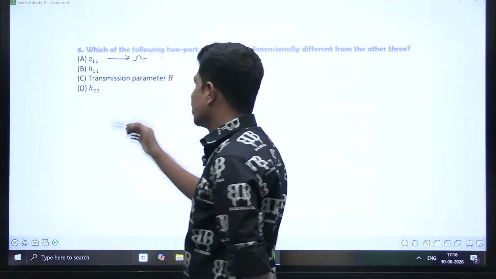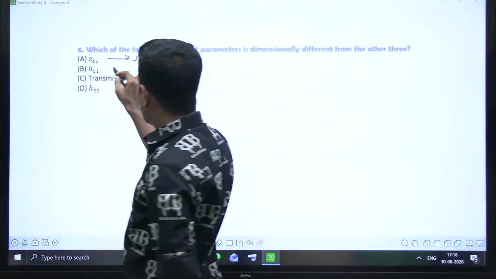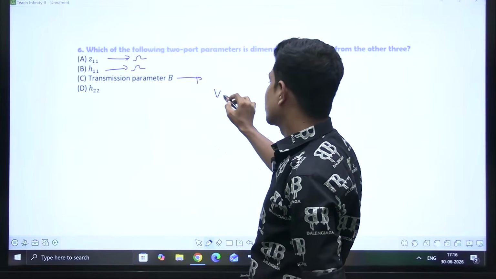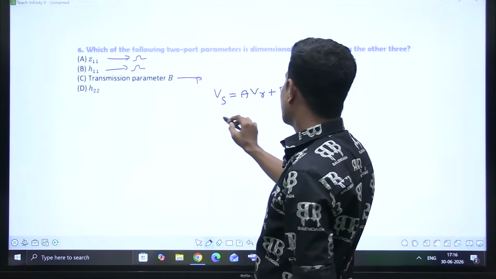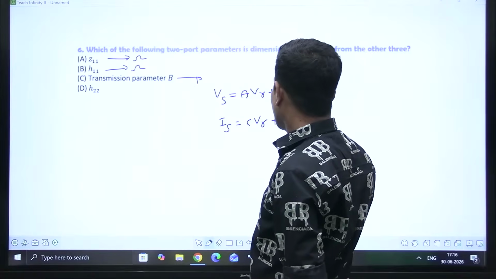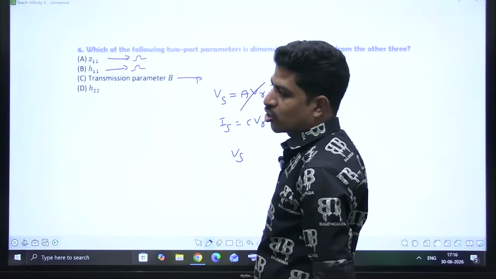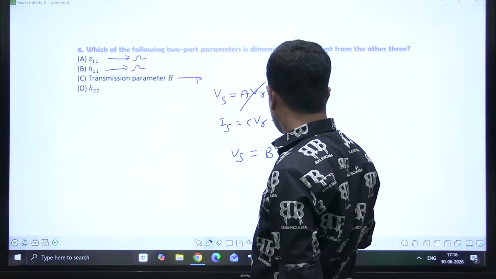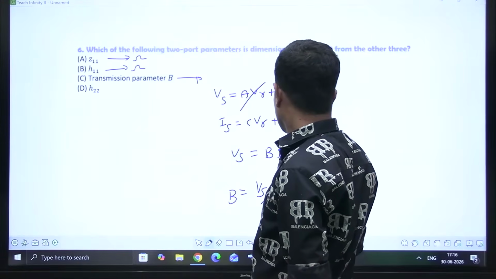Z11 is ohms. Z parameters are ohms. H11 is also ohms. What about the parameter B? In ABCD parameters, Vs is equal to A VR plus B IR, and Is is equal to C VR plus D IR. Parameter B: if I make the receiving end a short circuit, that is VR equal to 0, then Vs is equal to B IR. So B is equal to Vs by IR. This is also ohms.